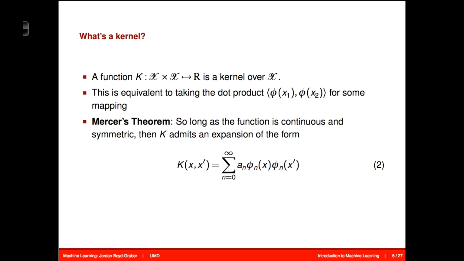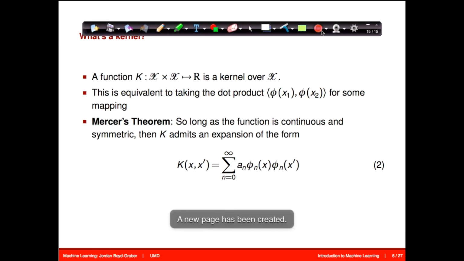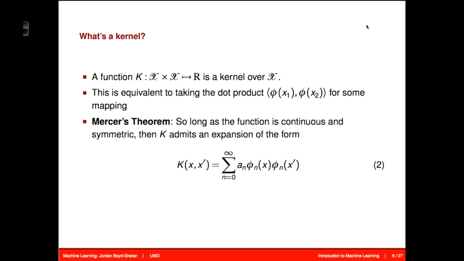Mercer's theorem says that this is equivalent to taking the dot product between 2 points in some potentially infinite vector representation phi. So our job is now to find kernel functions that encode similarity in some way that allows us to escape from our initial feature representation. And because of the way that the objective function is specified for a support vector machine, the only additional computational cost that we incur is computing the kernel.